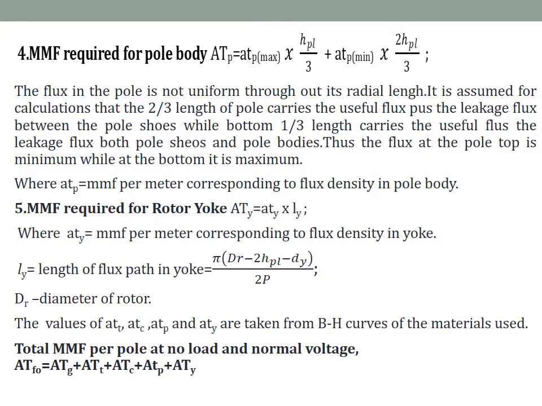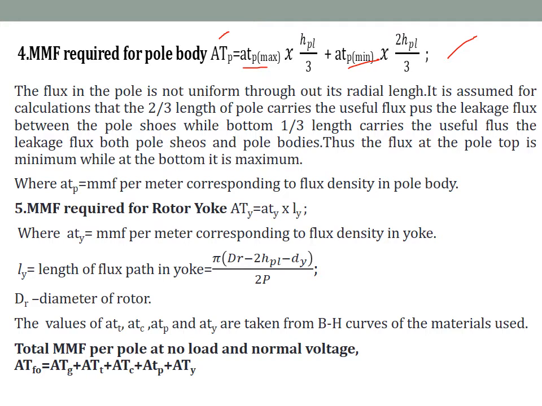Now coming to the MMF required for the pole body, that can be calculated using capital AT_p, which is equal to small AT_p max into h_p l by 3 plus AT_p minimum into 2 h_p l by 3. This is the ampere turns required per meter at maximum flux density, and this is for minimum flux density. So now we'll see why we are using h_p l by 3 and 2 h_p l by 3.